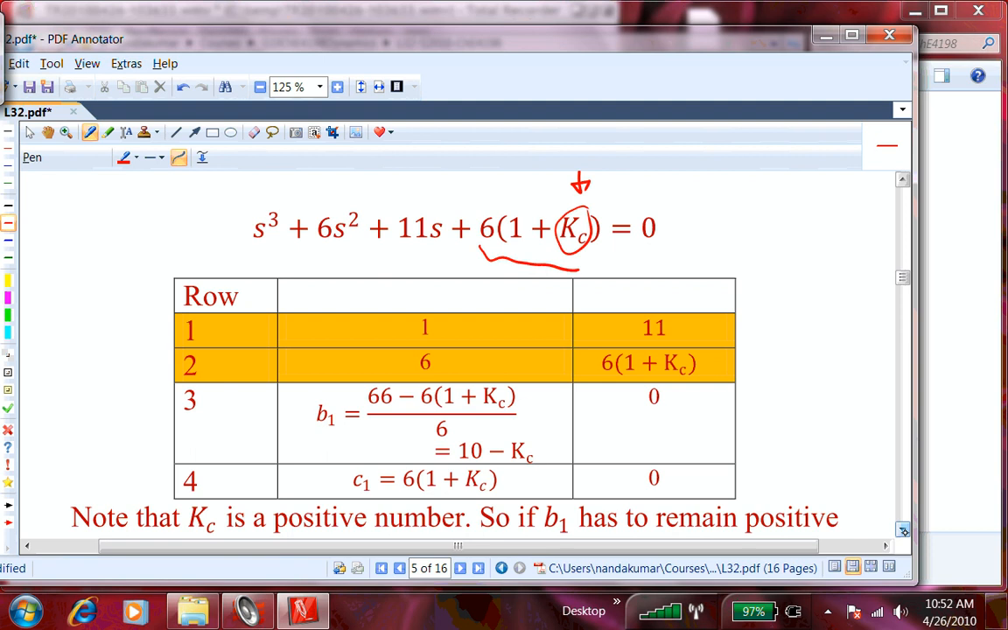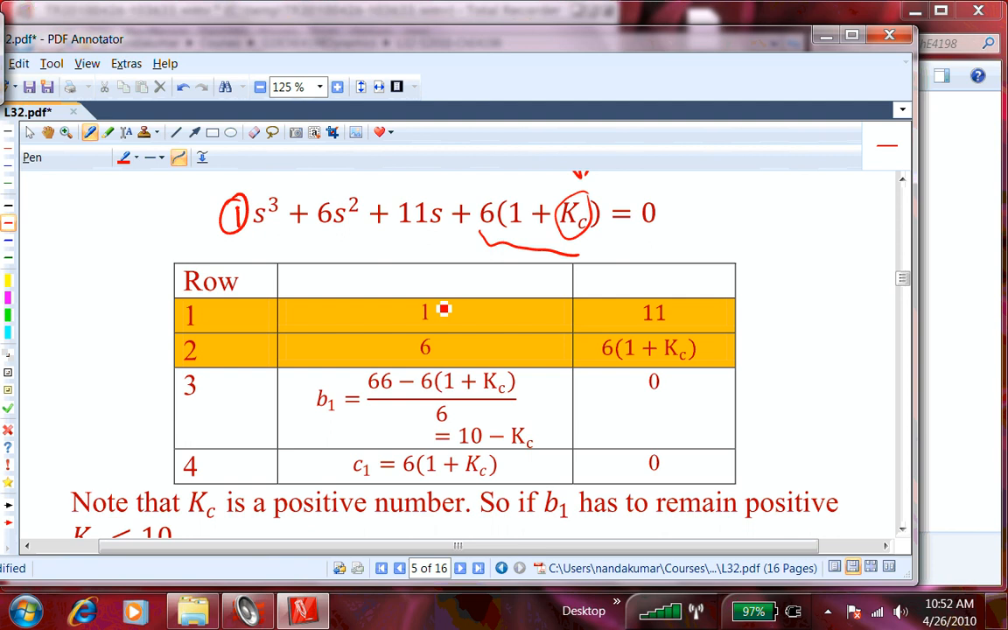So doing it by hand, what I'm going to do is take the coefficient 1 that comes from here, and then the coefficient 11, and then in the next row I take the coefficient 6, and the last coefficient has the symbol 6 times 1 plus kc. Leave it as it is. Even if it appears in any of the other coefficients, tau I or tau d, you should just leave it like that. And the recipe to apply and construct that root table is the same as before.